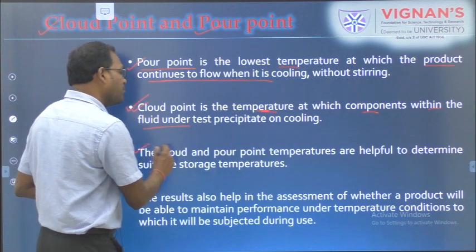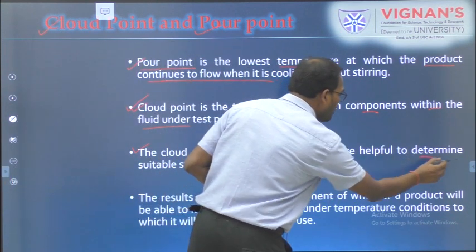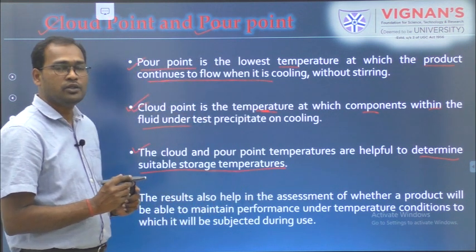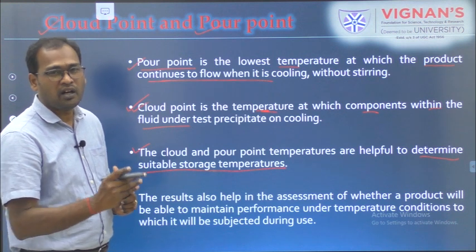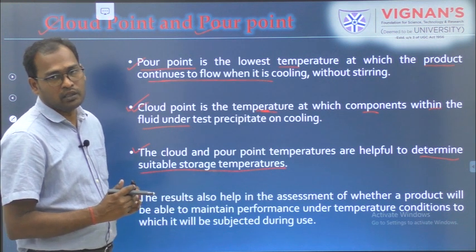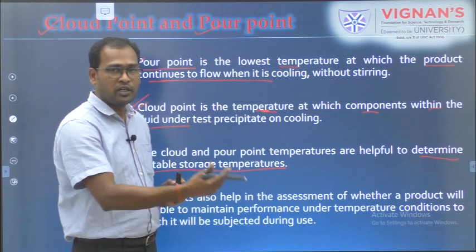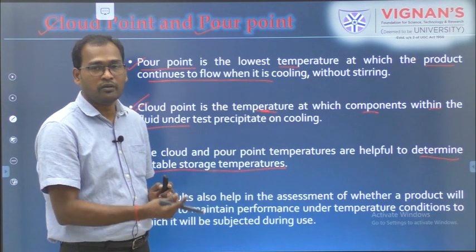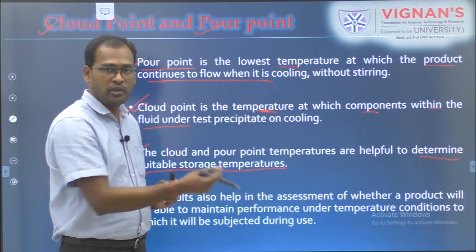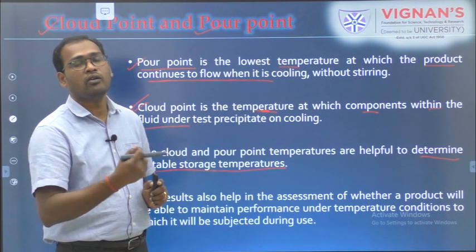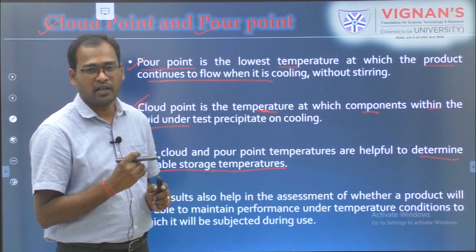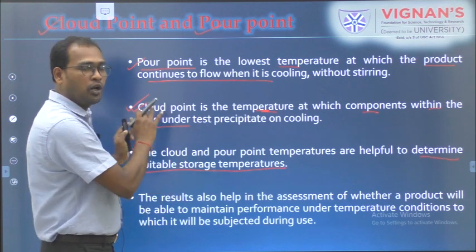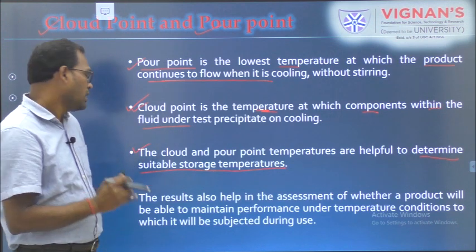The cloud point and pour point temperatures are helpful to determine the storage temperature. This is used to determine up to which temperature you can store the material, because in some cases when it is stored at a very low temperature, it becomes difficult to pump it out from the storage. So you have to choose a temperature at which it can be stored, and it can be easily taken out for whatever purpose it is intended. So you should know the temperature at which it gets solidified. For this, cloud point and pour point are very, very essential.